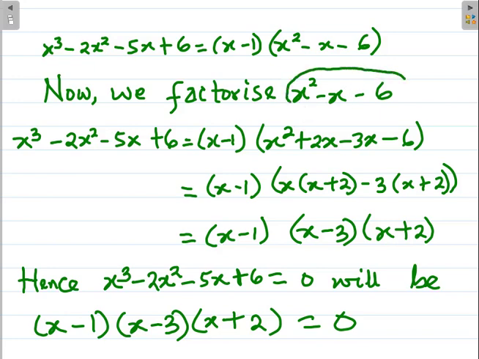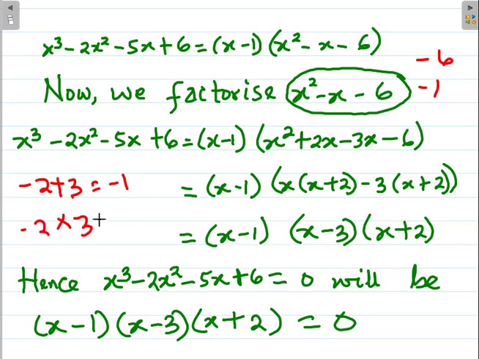So the next thing is we're going to factorize this quadratic expression. How to factorize a quadratic expression: we look for two factors of negative 6 that when they are added, you get negative 1. Among the factors of negative 6, if you add negative 2 to positive 3, that's going to give you negative 1. And if negative 2 multiplies by positive 3, you get negative 6. So these are the factors we are going to make use of. That is exactly what happened here.